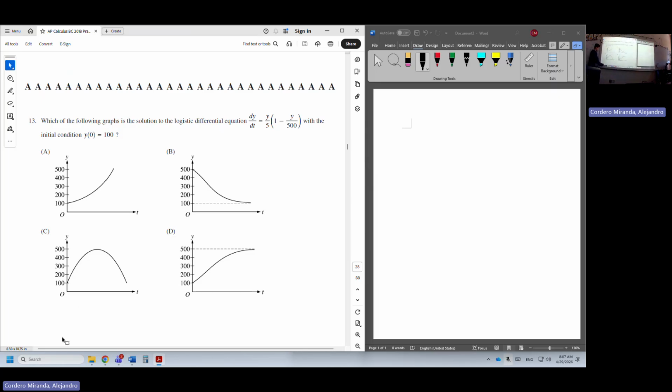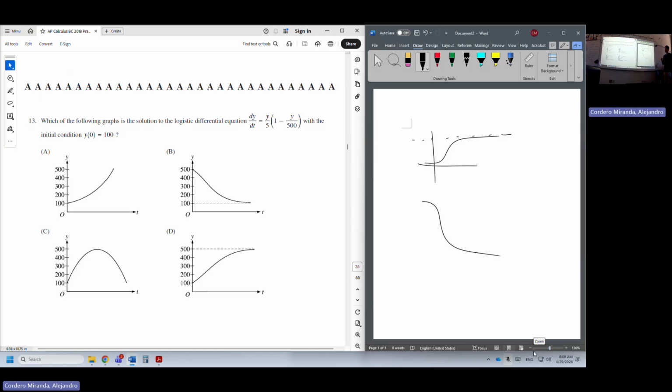Okay, I think 1.5 minutes even was too long. This one I thought was not that bad because remember logistic equations, I mean, they always look like, oh, I got it right over here. They always look like this, with some sort of carrying capacity. Or depending on the initial condition, they could look the other way, like that maybe.